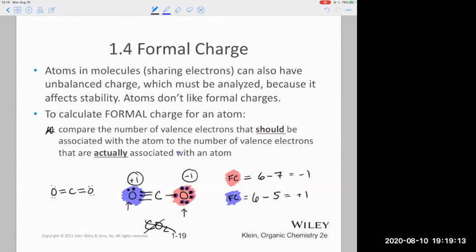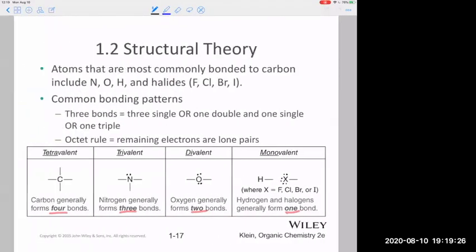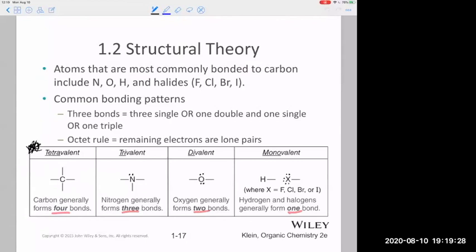So if there's ever a possibility between drawing a Lewis structure with a formal charge and a way to do it without a formal charge, you know that the zero formal charge way is going to be the correct way. And again, if you stick to these rules here, you will always have a zero formal charge. Okay?